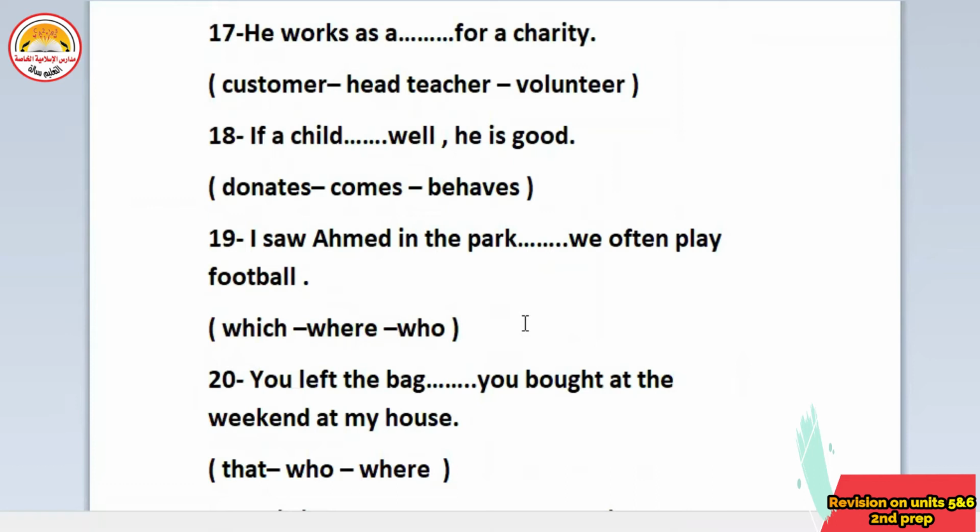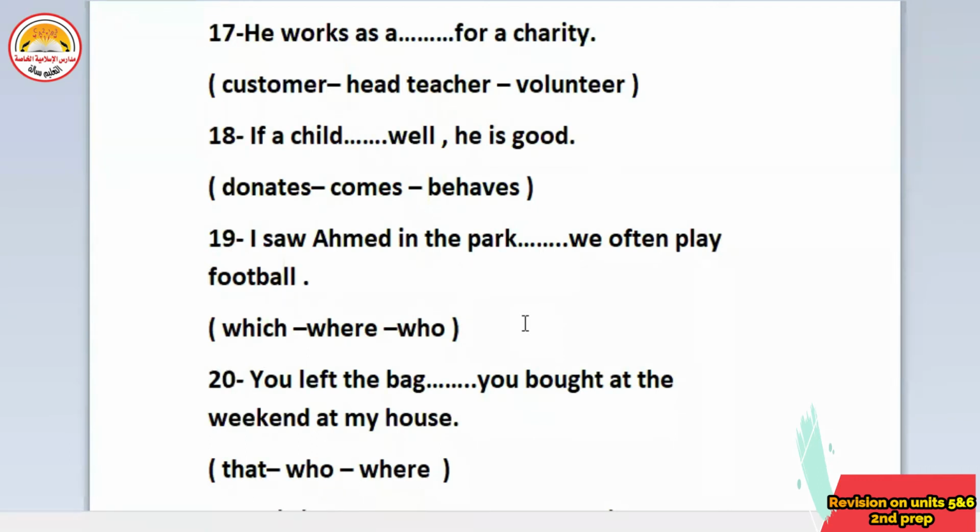Hannah Lutfi, answer number 19. I saw Ahmed in the park where we often play football. Why here you said where? Because the park is a place. Very good, because here the park is a place. So number 19 will be, I saw Ahmed in the park where we often play football.